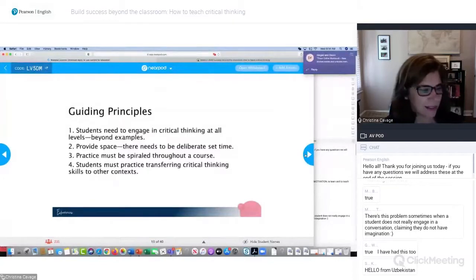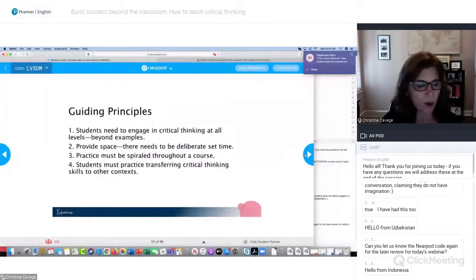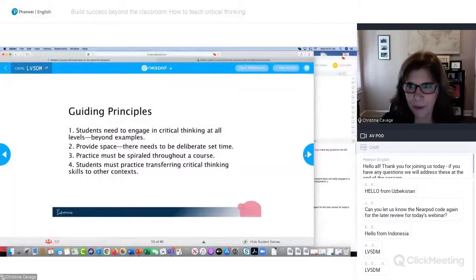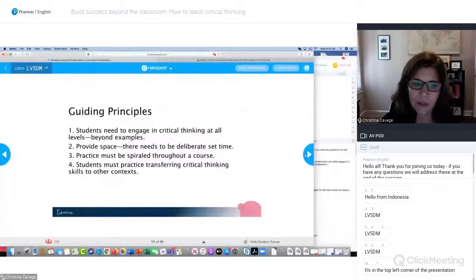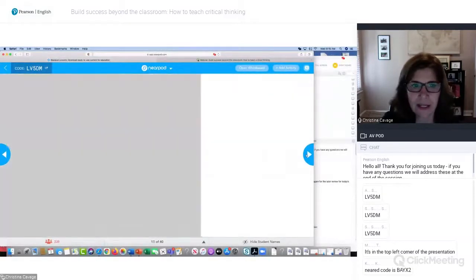Students must practice transferring critical thinking skills to other contexts, okay? So if we're working on critical thinking in a reading, for example, reading between the lines and making inferences, I want them to be able to transfer that when they're listening to their group members. So not just critical thinking skills in an isolated skill environment, but really giving students the tools they need to be able to apply that to other skill areas.